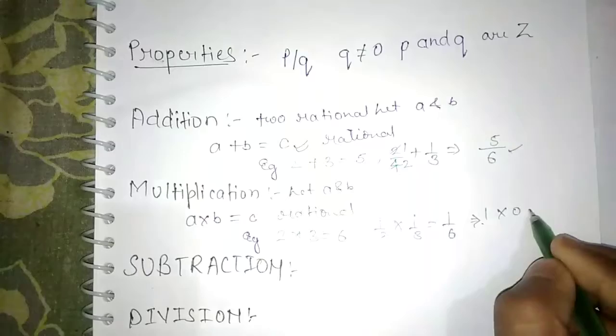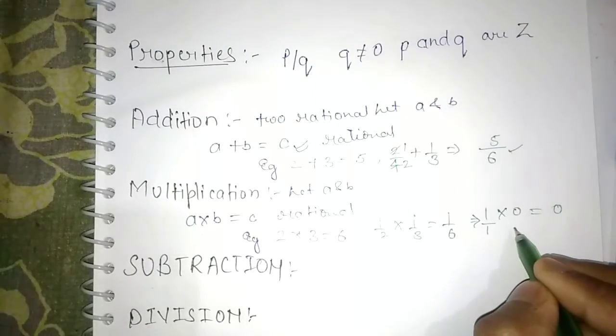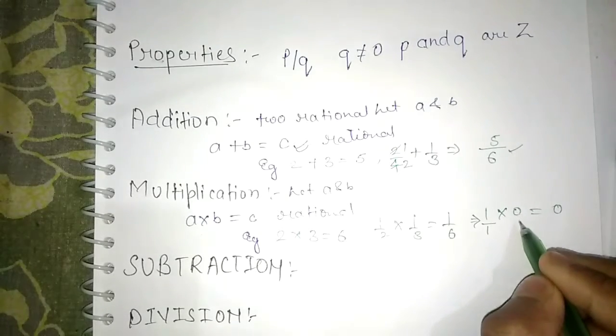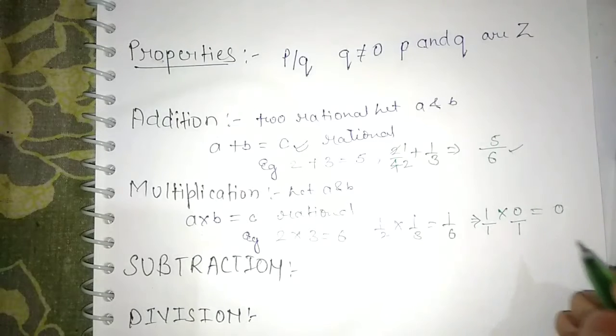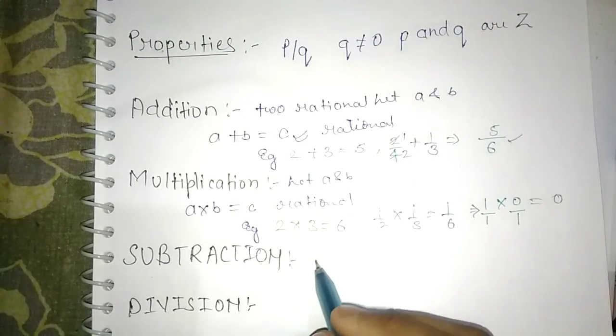1 multiplied by 0 is equal to 0, because 1 is also a rational number which can be represented in the form of 1 by 1, and 0 is also a rational number which can be represented in the form of 0 by 1. So let's move to our next property, which is called subtraction.